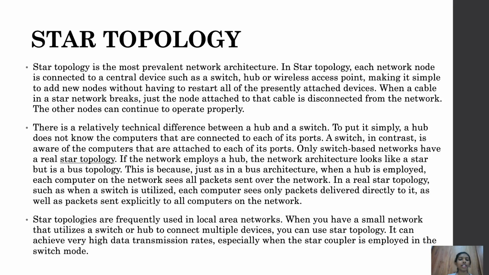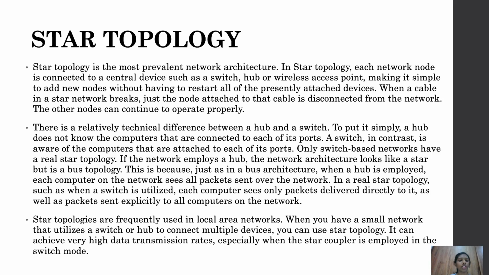There is a relatively technical difference between a hub and a switch. To put it simply, a hub does not know the computers that are connected to each of its ports. A switch, in contrast, is aware of the computers that are attached to each of its ports. Only switch-based networks have a real star topology. If the network employs a hub, the network architecture looks like a star but is actually a bus topology.